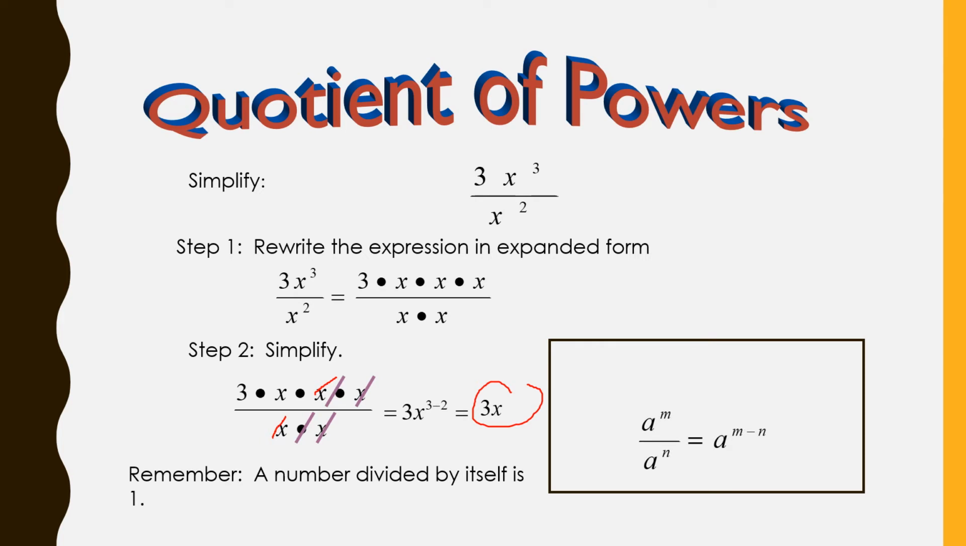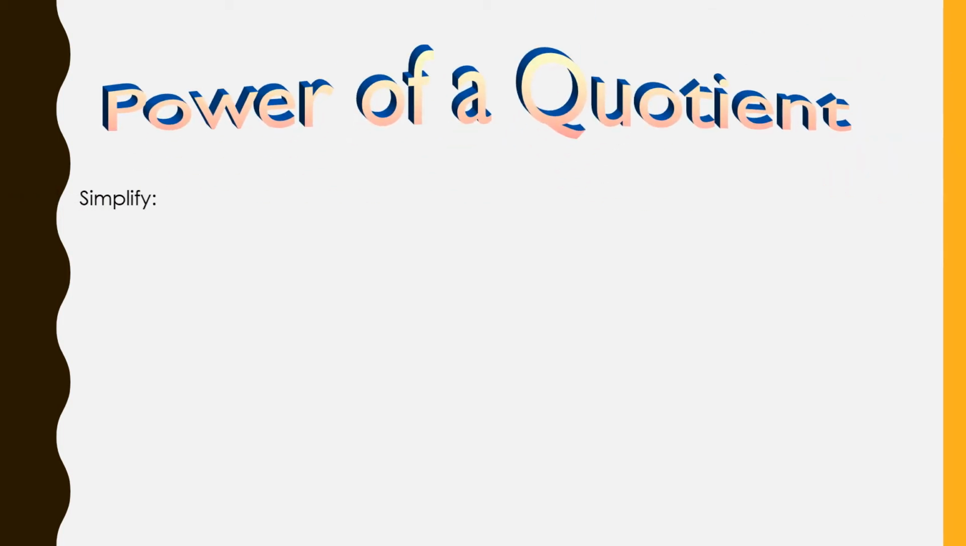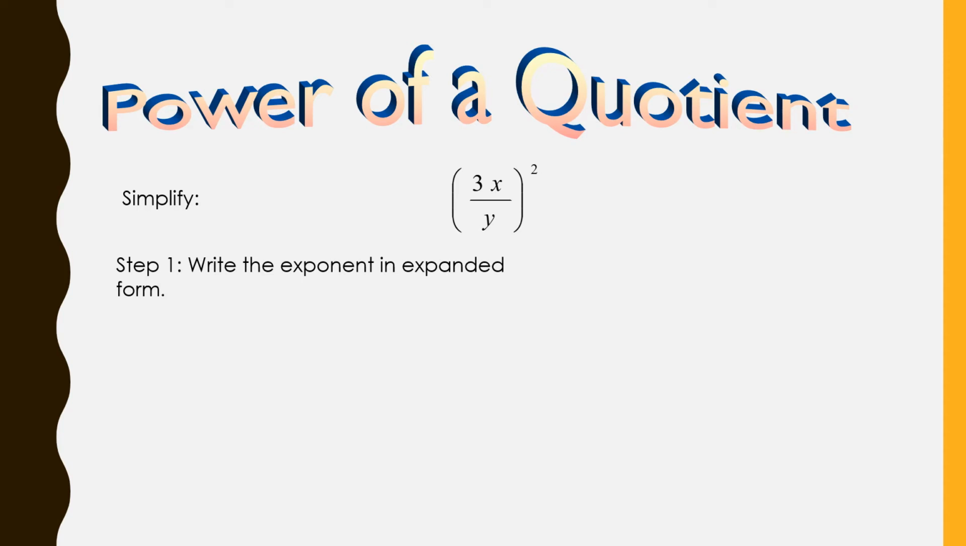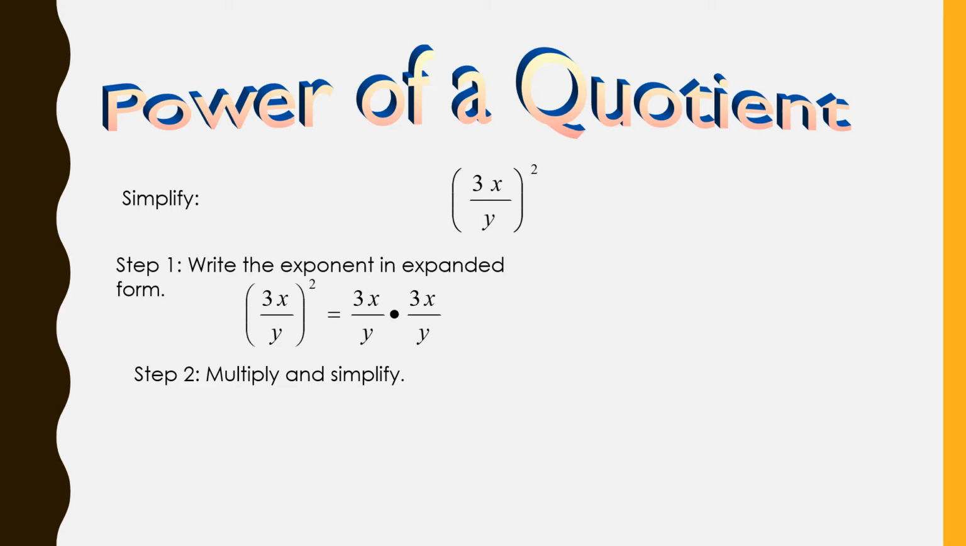So, this is our rule. a raised to m over a raised to n is equals to a raised to m minus n, for real numbers a and integers m and n. Okay, so power of a quotient, so let's simplify again. We have (3x over y) squared. Write the exponent in expanded form. Ibig sabihin yan, 3x over y times 3x over y. Then multiply and simplify. So 3x times 3x equals, yan. Okay, so we got 3 times 3, so 3 squared and x squared over y squared. The final answer is 9x squared over y squared. Okay?